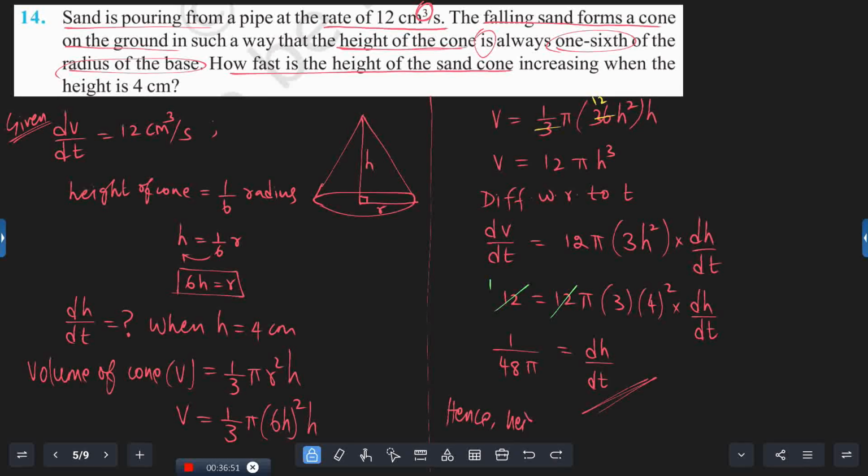height of sand cone increasing at the rate of 1 by 48 pi centimeter per second. Height, so centimeter per second.